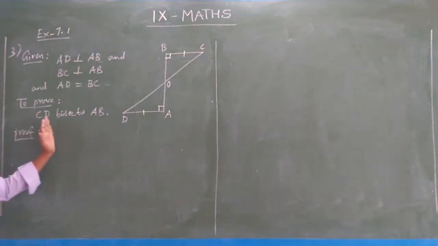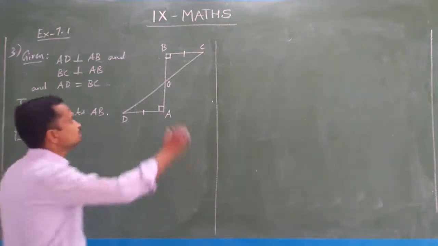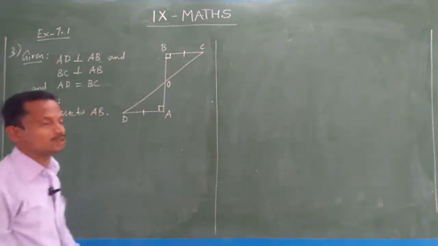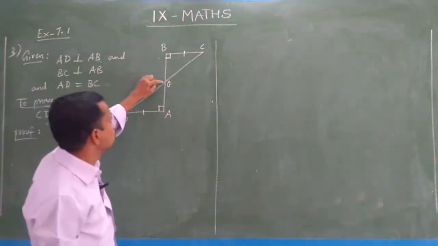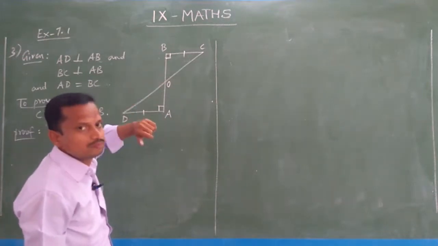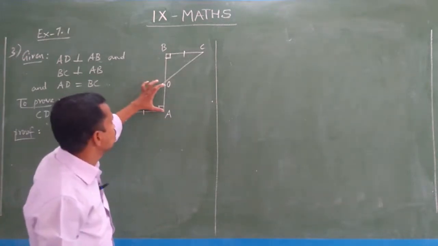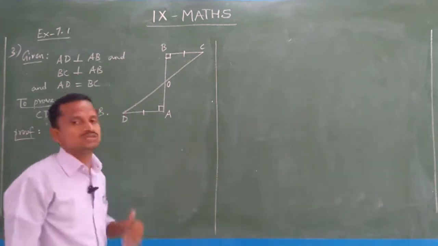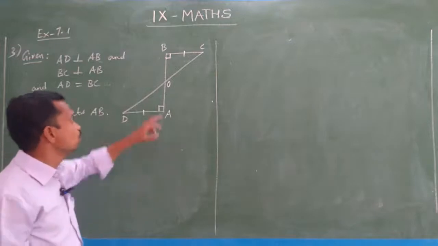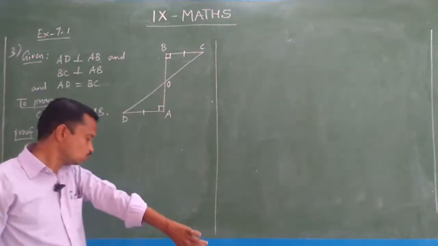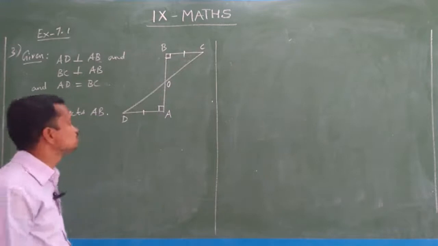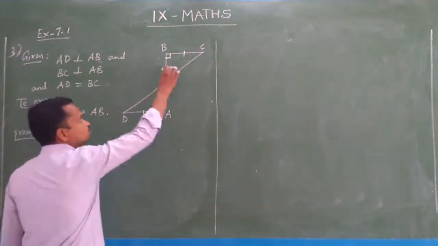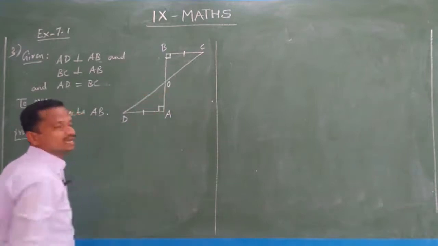So, to prove is CD bisects AB. CD bisects AB. That means what? We have to show O is the midpoint of AB. And we have to show OA, OB are equal. Then we can say that CD bisects AB. We have to prove OA, OB are equal in length. Then it is easy to say CD bisects AB. So, for that we have to take these two triangles. We can observe these are the two triangles there.